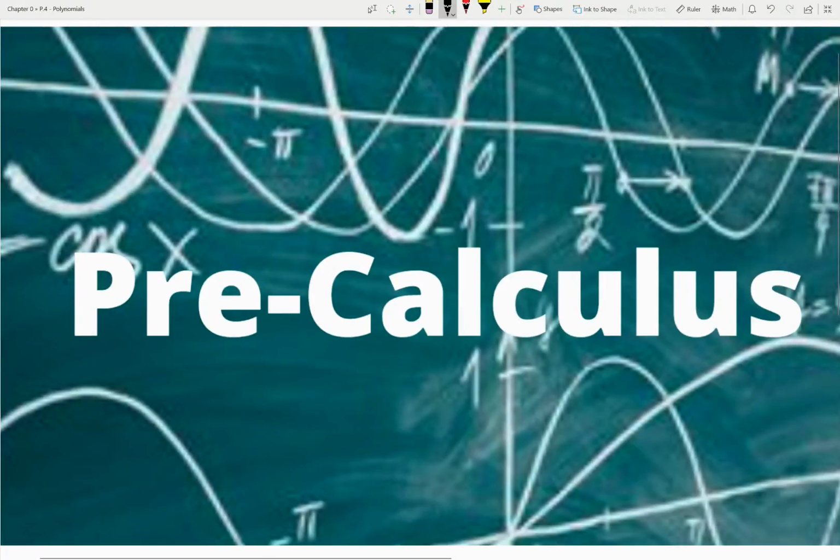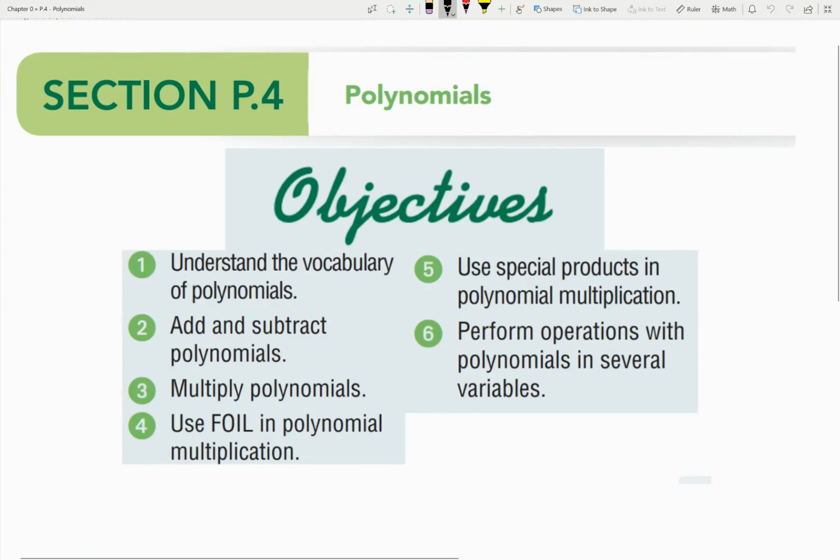Welcome to Online Precalculus. Today, we will cover section P4, Polynomials. The objectives for this section are to understand the vocabulary of polynomials, and to add, subtract, and multiply polynomials.